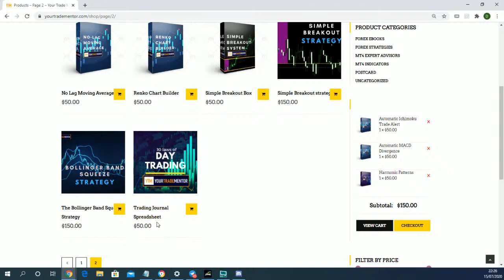This is a spreadsheet that I've made for a journal, to show how to keep your journal. So all your trades, your examples, why you take a trade, what you do, you keep it in this journal.